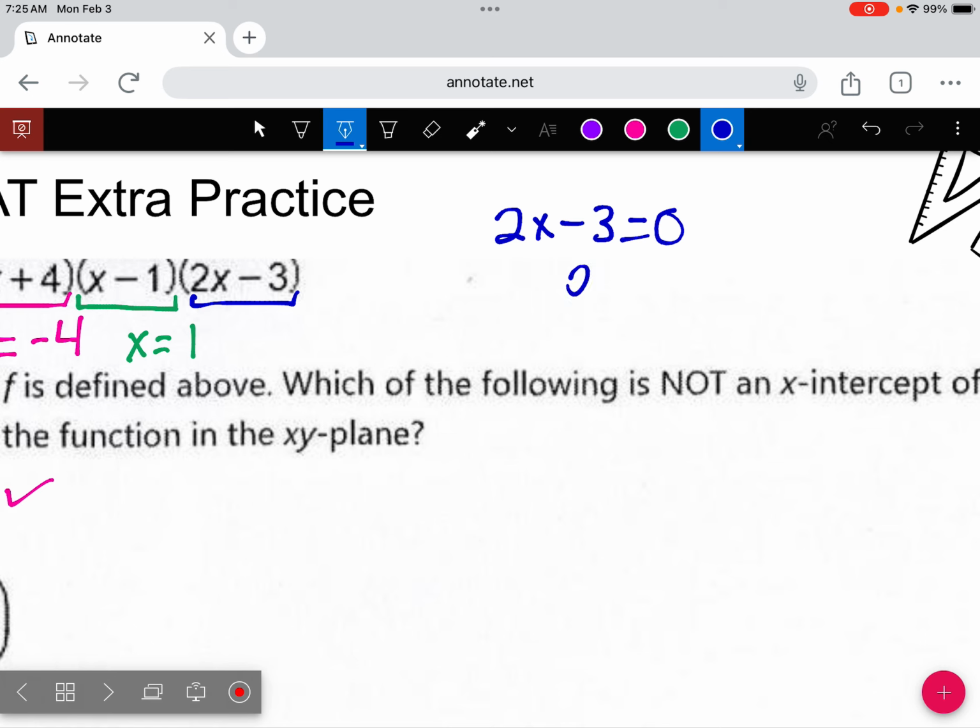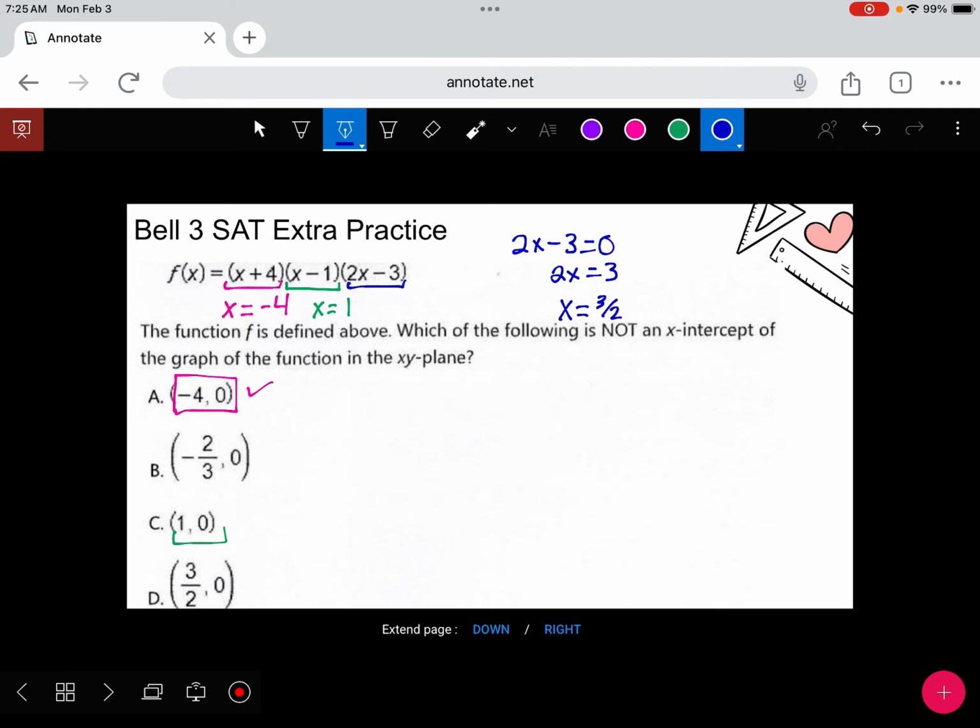Add 3. So we're going to have our 2x equals 3. And then getting our x by itself. What do I do to get my x by itself here? Divide by 2. So we're going to have 3 over 2.